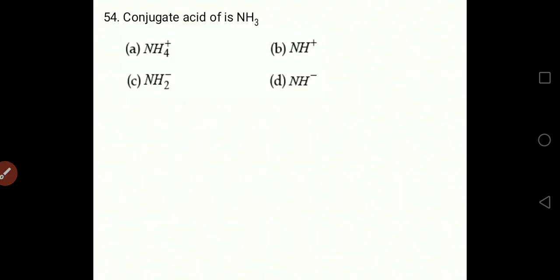54. Conjugate acid of NH3. Conjugate acid of NH3, what you have to do? NH3, you have to make it NH4 plus, because always remember conjugate acid is plus H plus, conjugate base is minus H plus. So hence the answer for this question is A, NH4 plus.